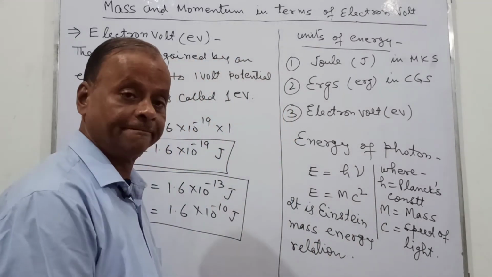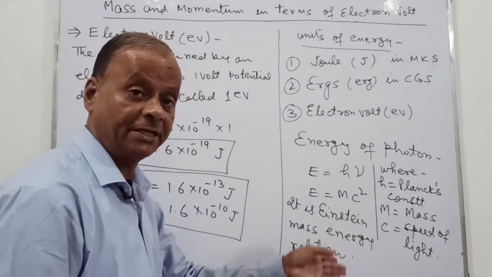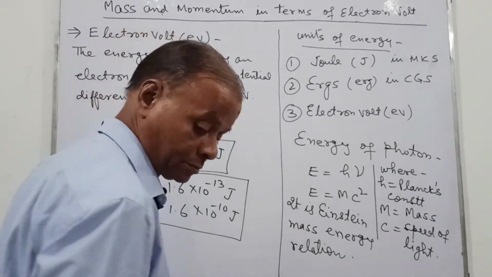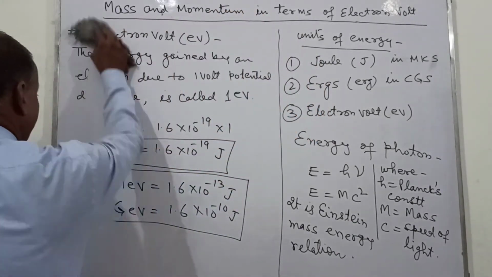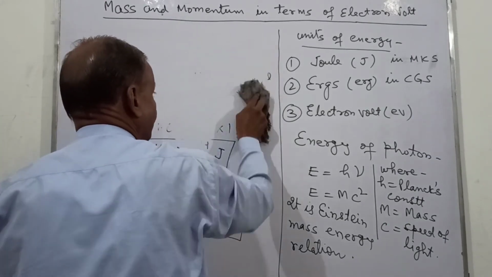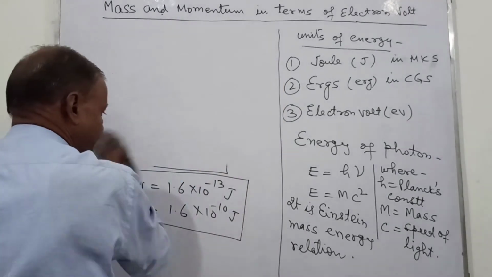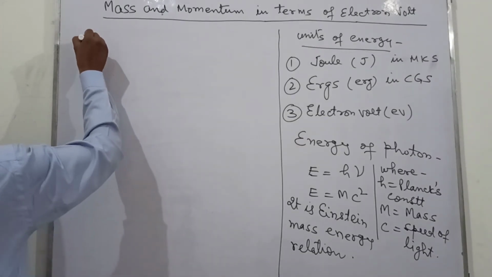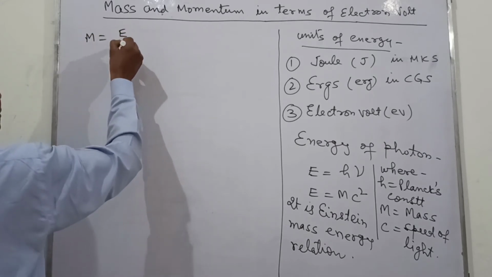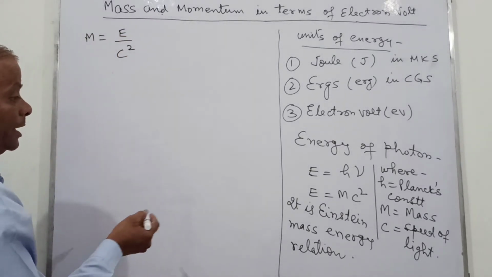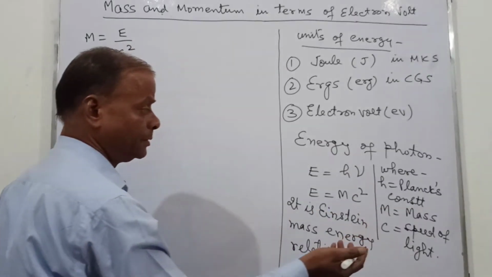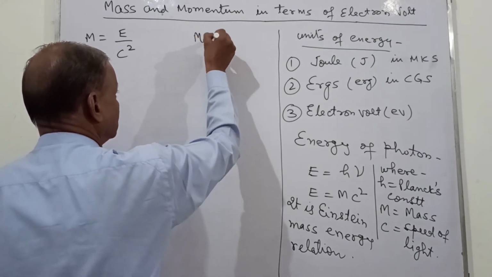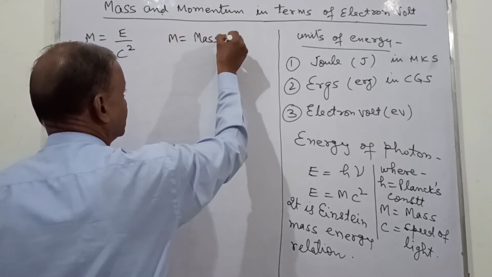Einstein mass energy relation. So now we come to this mass. Here mass is the mass of the photon. So m equal to E upon c square. This is the mass of the photon.